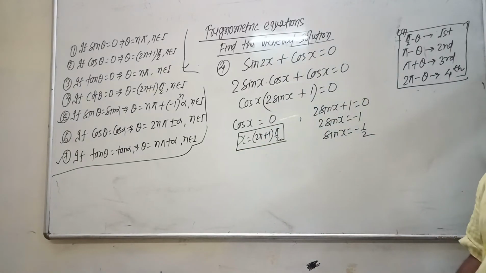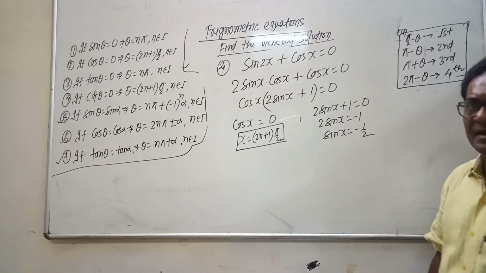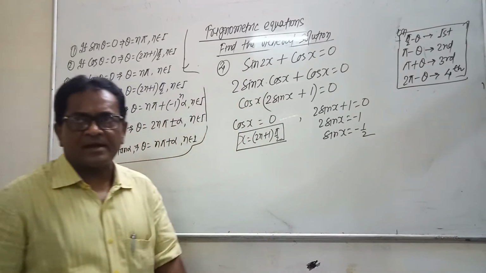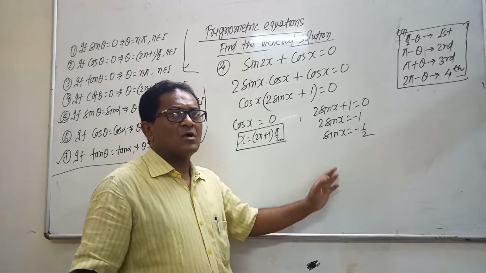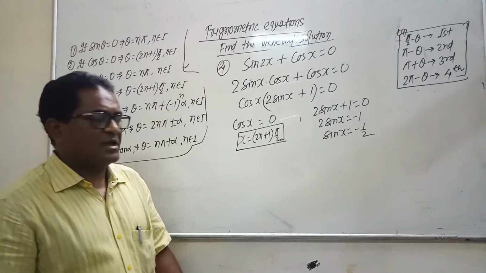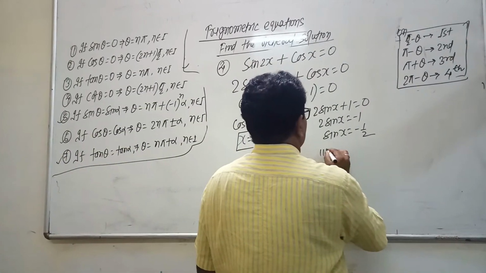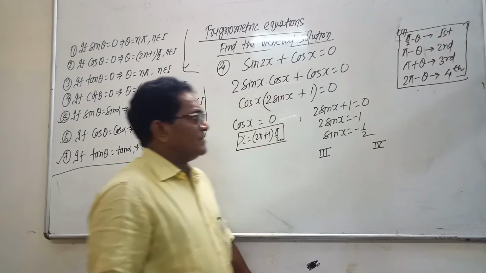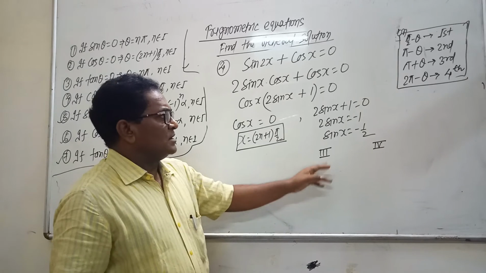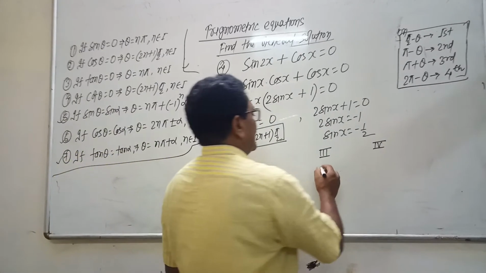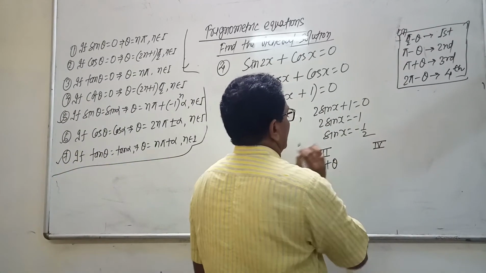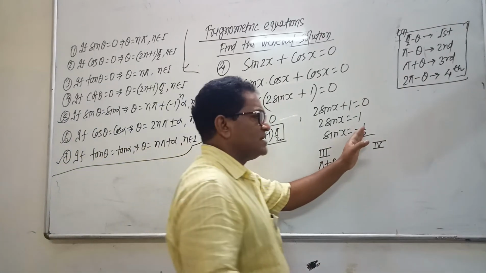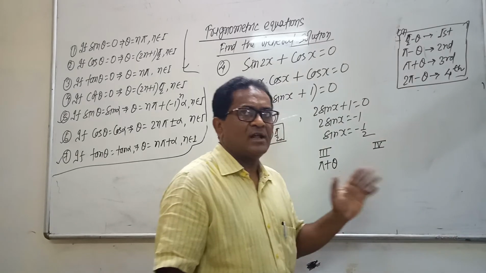Now from here we will have to find its principal value. So sin x is negative. Firstly we will have to check in which quadrant the value of sin x is negative. Sin x is negative either in the third quadrant or in the fourth quadrant. And for the third quadrant we use the formula pi plus theta. Now we will have to find the value of theta, and the value of theta is calculated by taking the modulus value.